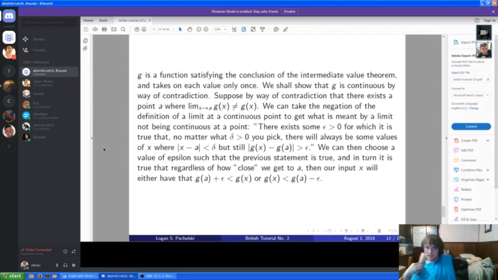Can you explain the negation piece again? Could you explain why that is the negation of continuity at a point? I do not totally understand negation.